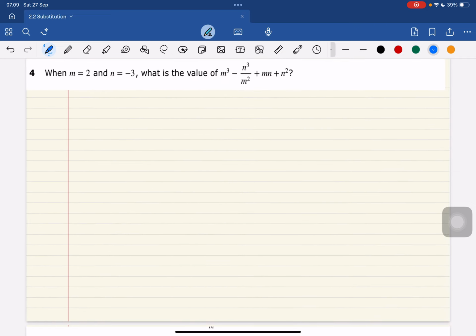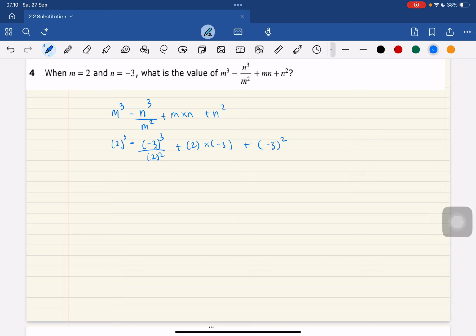Next, for number 4. What is the value of m cubed minus n cubed divided by m squared plus m times n plus n squared? Okay, let us substitute. m is going to be 2. So 2 cubed minus minus 3 cubed divided by 2 squared plus mn, 2 times minus 3 plus minus 3, we make it squared.